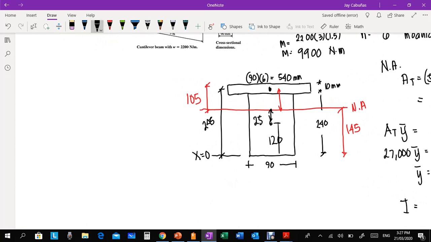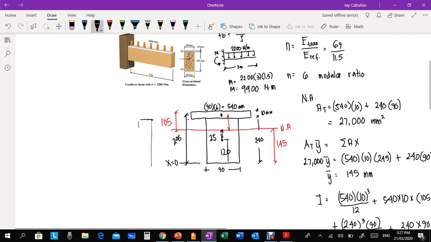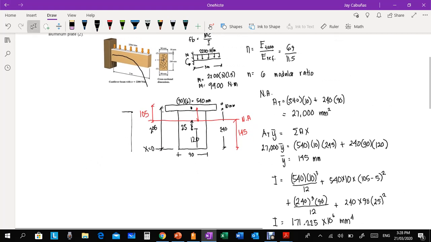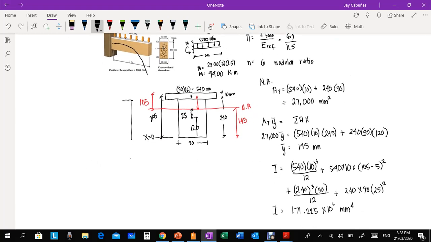Di ba, for the wood, the maximum stress is within this point. Within this point. So therefore, that is the stress at that point. Is it compressive or tensile? It is tensile stress, because the bending is like this. Okay, so we have now computed for the wood.